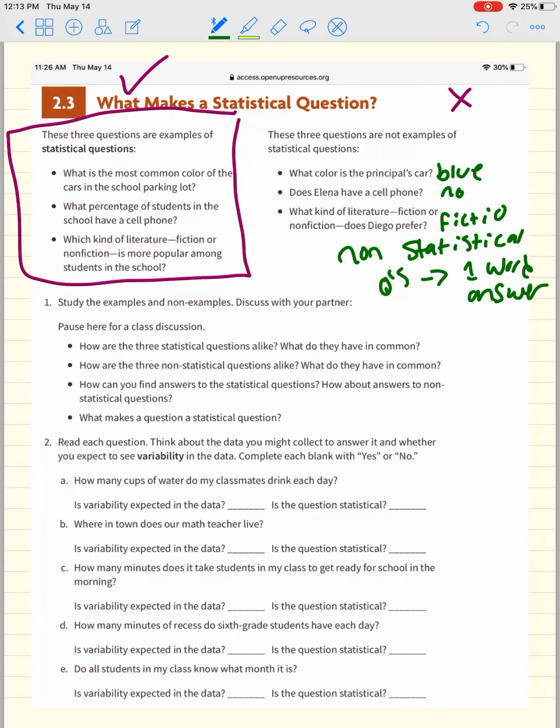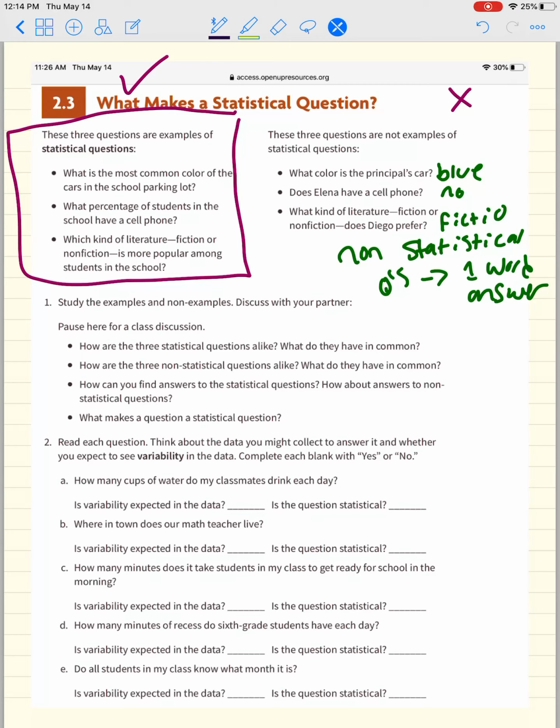Okay, so we can't have this class discussion because we're not together right now, but let's go ahead and look at the questions. How are the three statistical questions alike? What do they have in common? Well, they're all asking questions that are going to give you lots of different answers, right? You're going to know how many different cars there are for each color. You're going to know how many students have a cell phone, how many students don't have a cell phone, and you're going to know how many students like fiction and how many students like nonfiction.